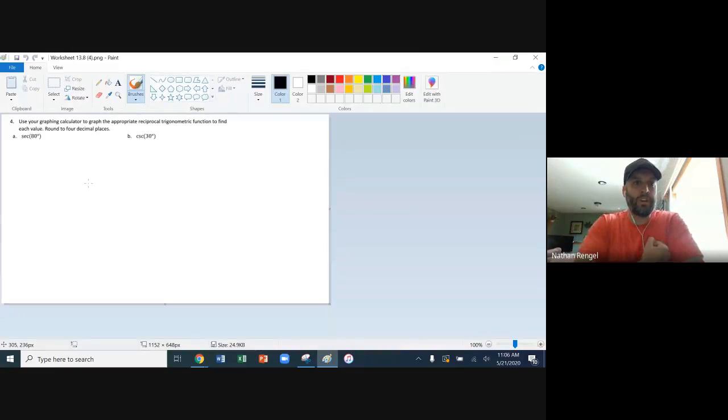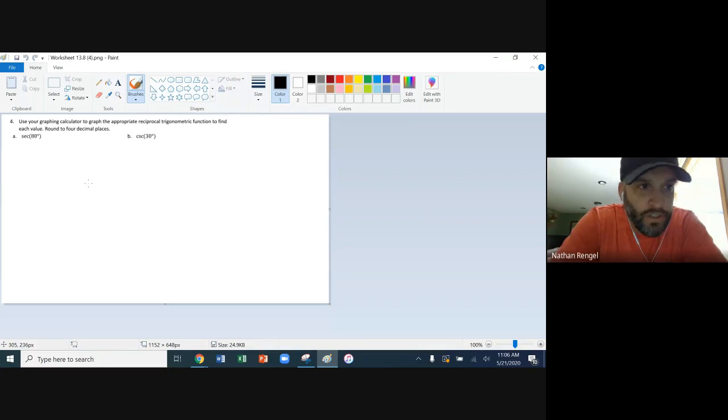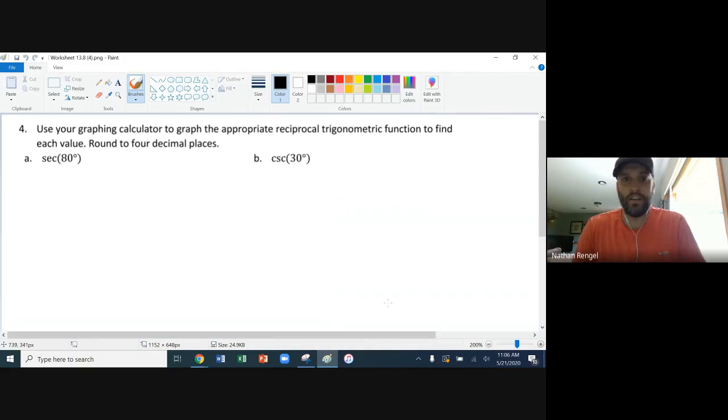Problem 4, we are back to using our graphing calculator. So if you don't have that handy, you can pause the video and grab that. We're going to graph the appropriate reciprocal trig function to find each value, round to 4 decimal places. So we're going to graph the secant of 80 degrees, and then we're also going to graph the cosecant of 30 degrees. I'm going to head to my calculator.